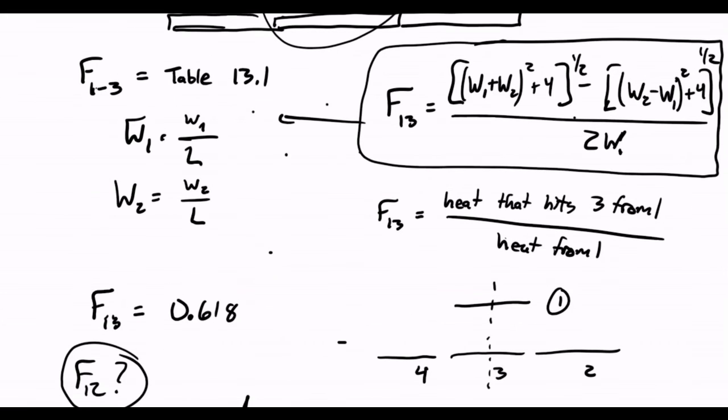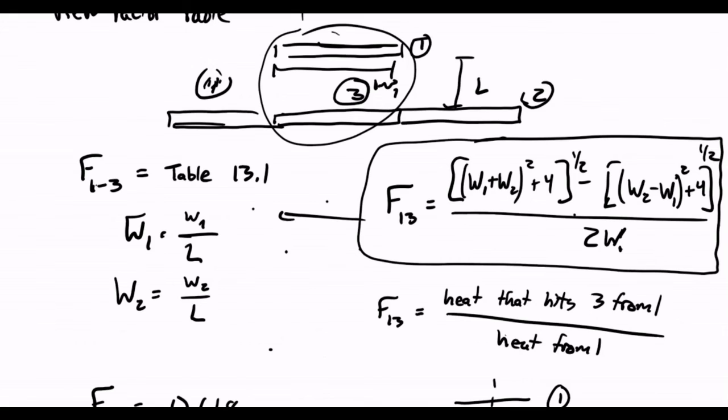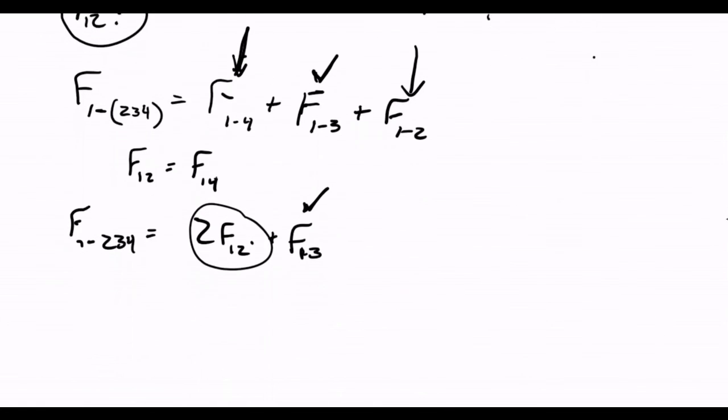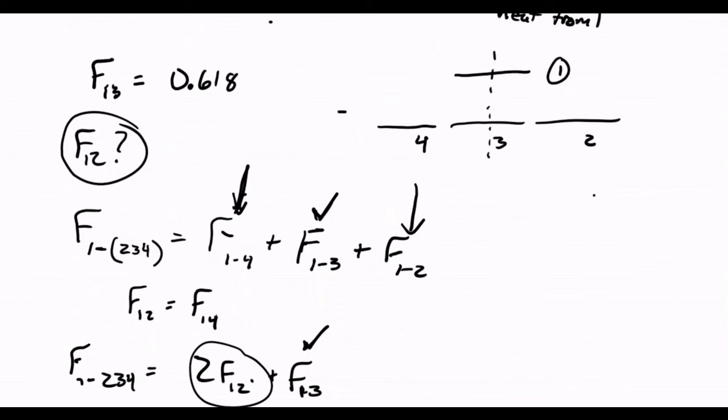Well, coming back up here to this equation, we used this equation right here, which we got from the book, which applied to parallel plates with their centers aligned, right? Well, F1 to 2, 3, 4 also works, right? Because their centers are aligned and they have different widths. So now this total width here would be the width of surface 2, 3, 4, like a combined surface. And we can use this same equation to find the view factor from 1 to 2, 3, 4.